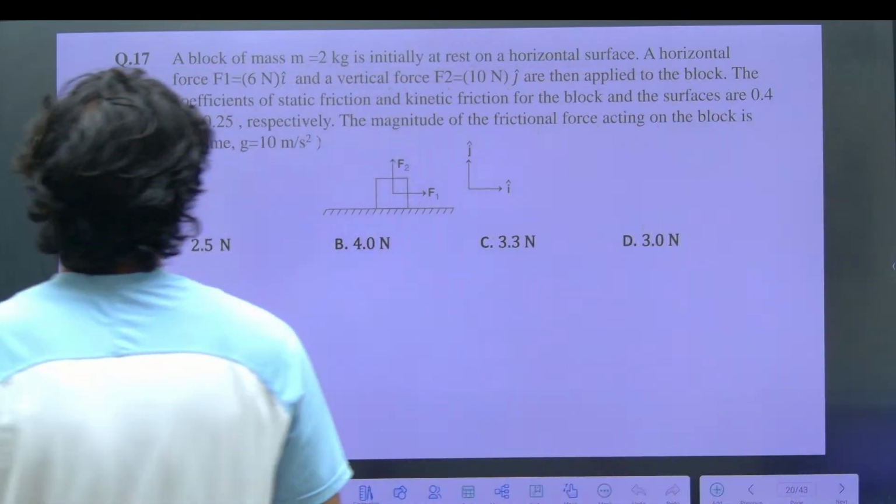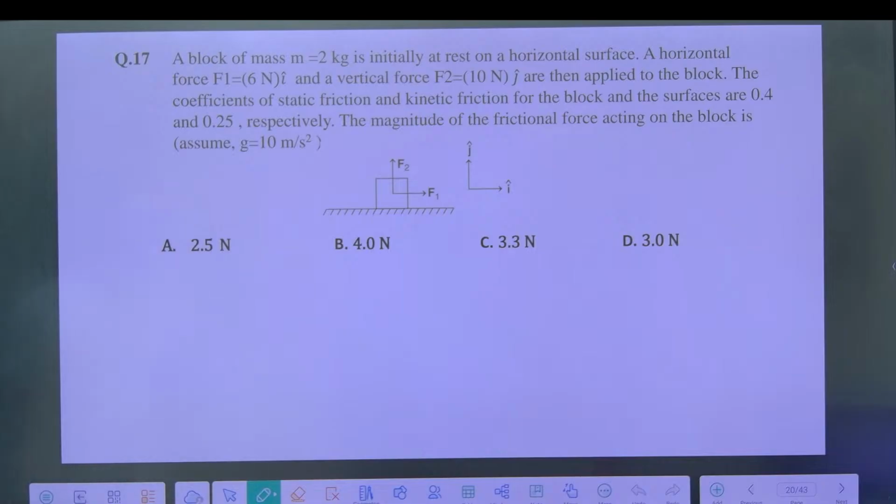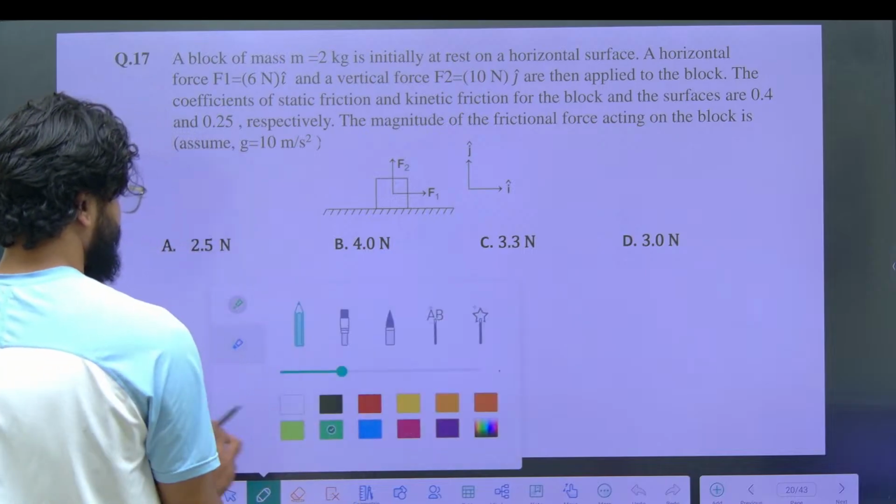Okay, question number 17. A block of mass 2 kg is initially at rest on a horizontal surface like this. Horizontal forces F1 is 6 Newton and F2 is 10 Newton, and they are applied. The coefficients of static and kinetic friction are 0.4 and 0.25 respectively. Find the magnitude of the frictional force acting on the block. Okay, so let's see.